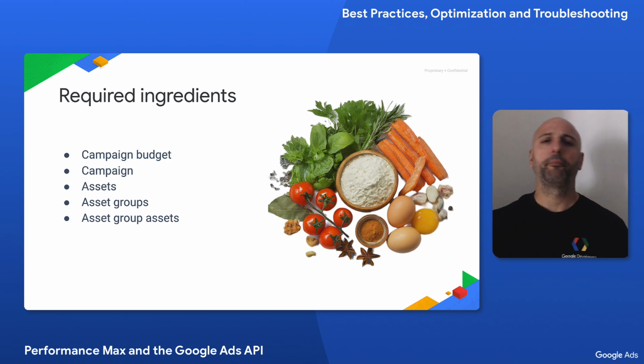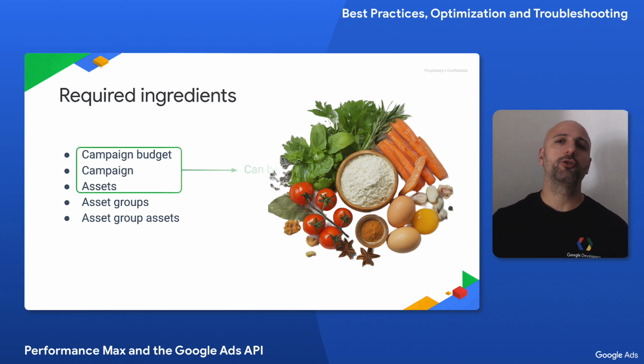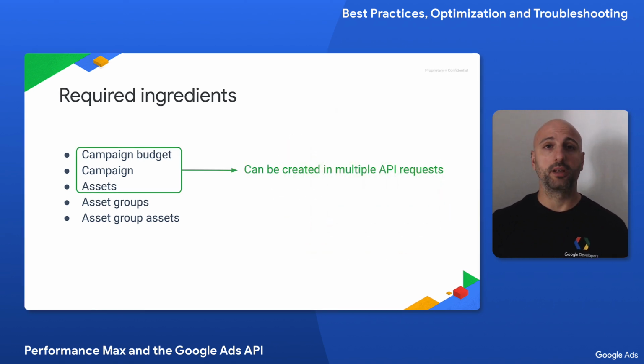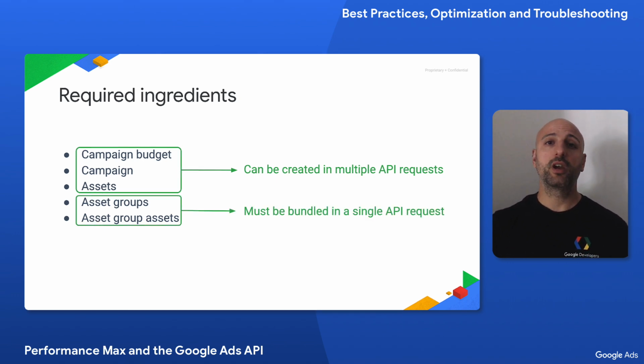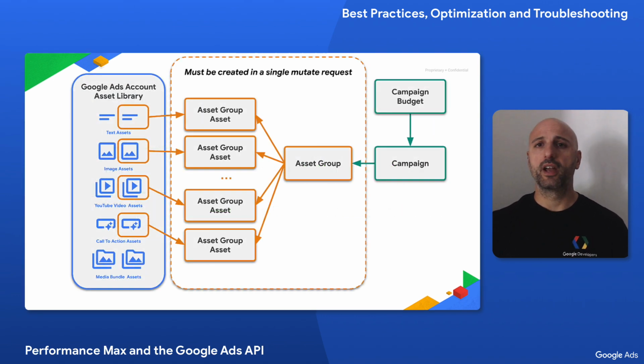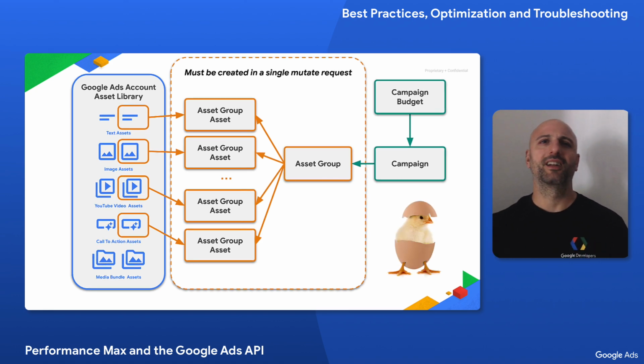Now, there is a gotcha. The campaign budget, the campaign itself, and the assets can be created in separate moments and with separate API requests, while the asset groups and the asset group assets need to be created together in a single request. You can think of this as an atomic transaction that needs to happen all at once. Asset groups can't be created without the required asset group assets, but the asset group assets need to exist within an asset group. It's kind of a chicken and egg problem in that you cannot create one before the other, so they need to be created together.